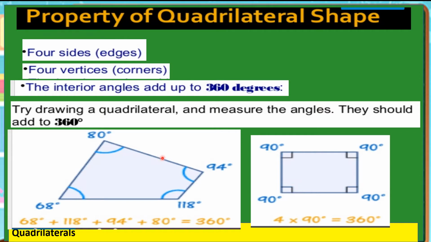Another one is a rectangle. So we have 90 degrees plus 90 plus 90 plus 90, or 4 times 90, is equal to 360 degrees.